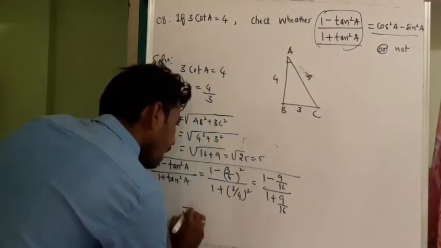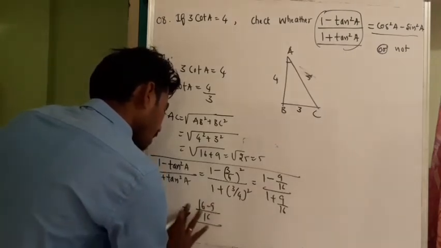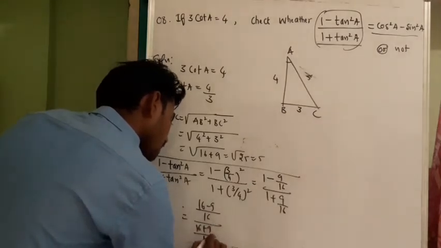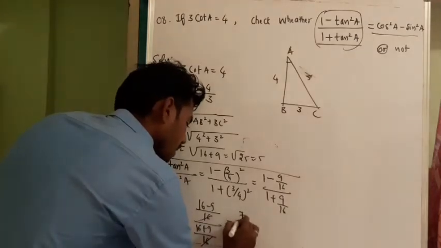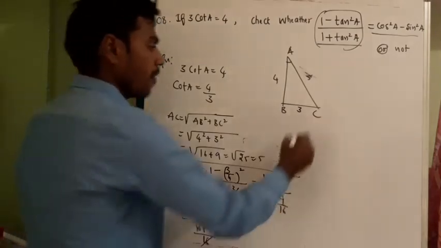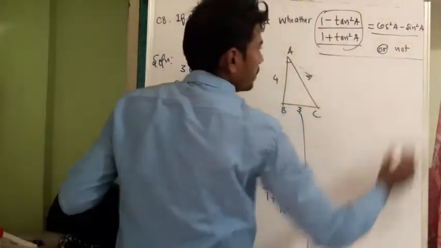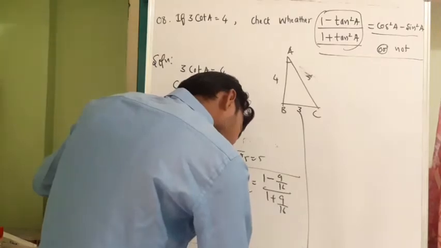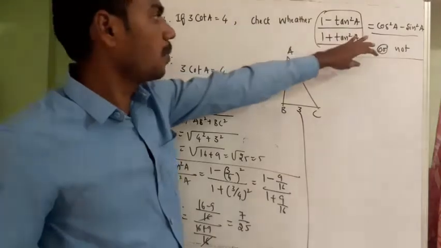So we can write this as (16 minus 9) divided by 16, and this can be written as (16 plus 9) divided by 16. So 16 will get cancelled. 16 minus 9 is nothing but 7, divided by 25. The LHS we got is 7 divided by 25. If the RHS is equal to 7 divided by 25, then we can state that the given relation is true. We need to check whether the relationship holds good or not.